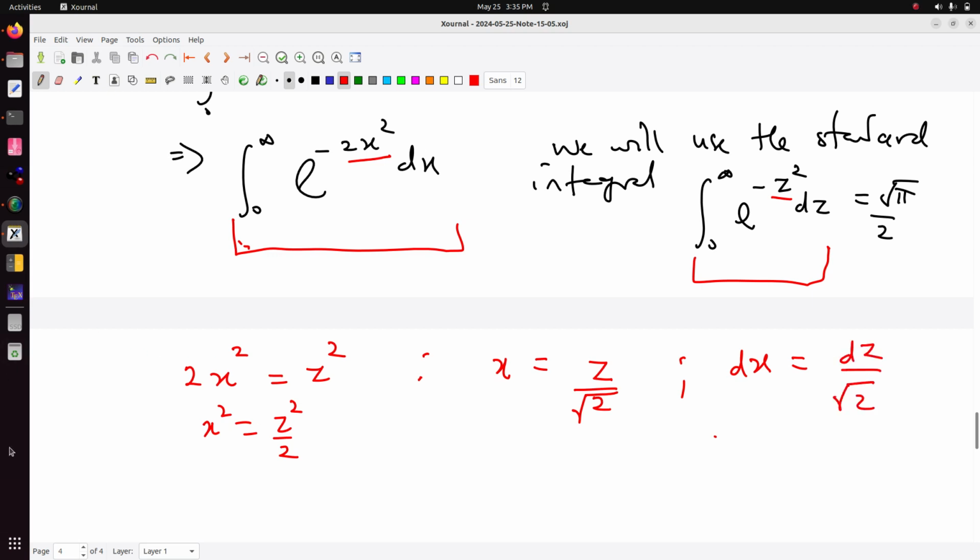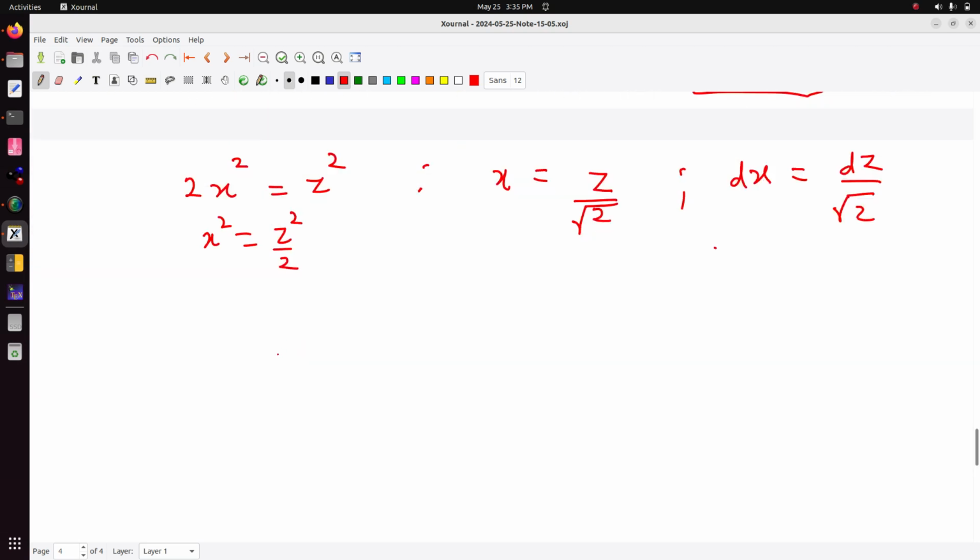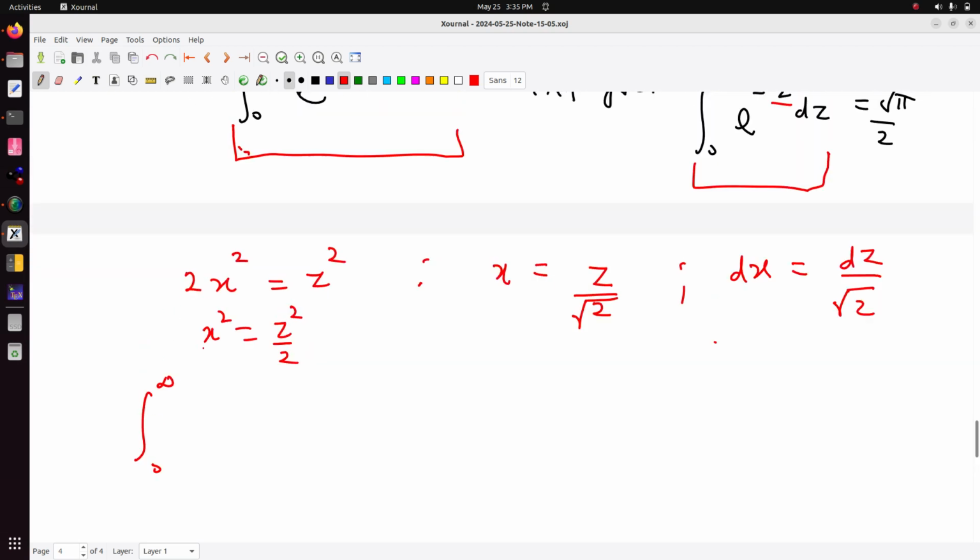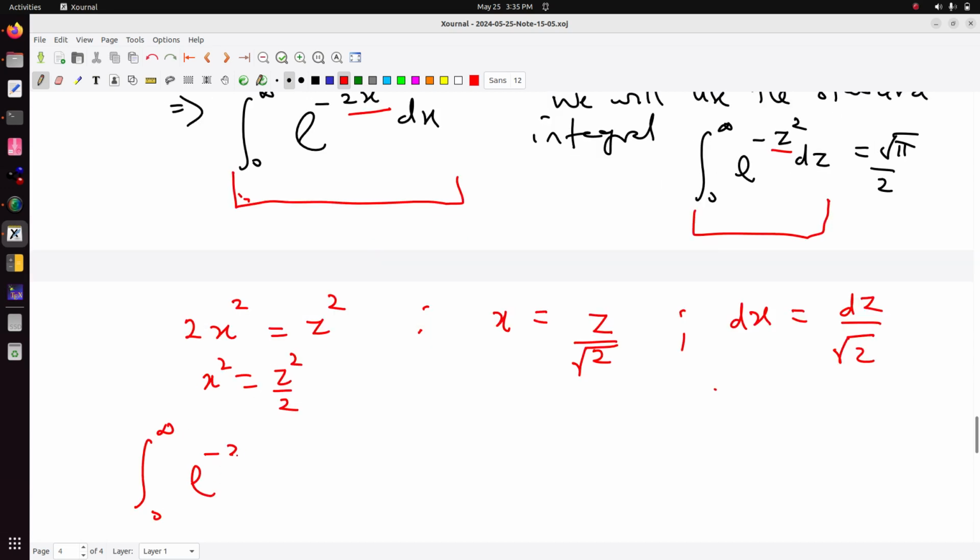So this integral from 0 to infinity of exponential minus 2x squared dx will be transformed to the integral from 0 to infinity. The limit of integration will not change, since when x is 0, z is 0, and when x is infinity, z is infinity. Then exponential minus z squared replaces 2x squared, and dx is dz divided by square root of 2, so we have 1 over root 2.